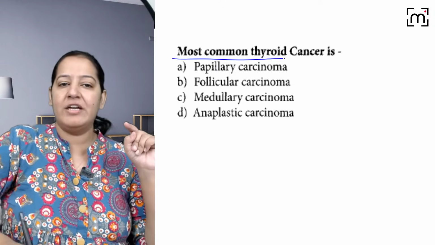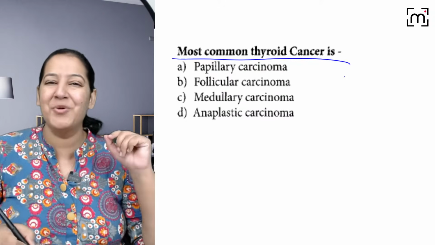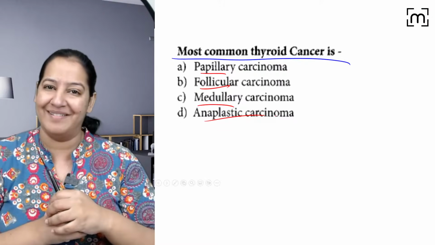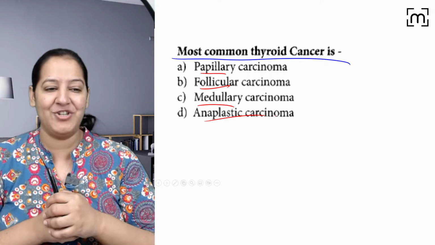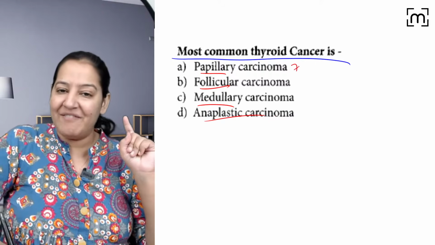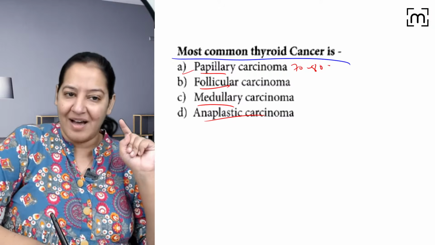Which is the most common thyroid tumor? Incidence wise, which is most common? Papillary, follicular, medullary or anaplastic? I told you the percentage of each of them. Yes, very good. So 70 to 80% is papillary. So the correct answer is A.